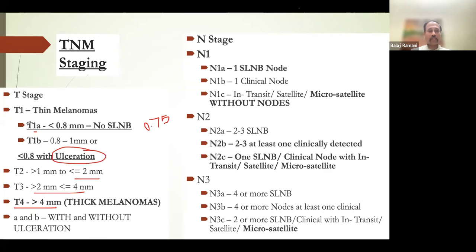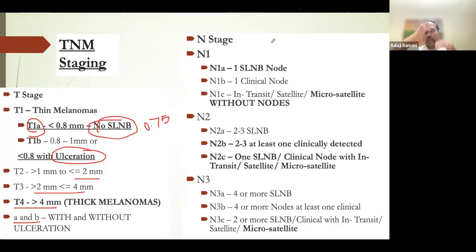Now, the best prognosis is for a T1A type, and this is the only one where you will not consider doing an SLNB. So, any melanoma less than 0.8 millimeter invasion and there is no ulceration, then you will not do an SLNB. All other melanomas need an SLNB. So, A and B is with and without ulceration. The suffix T1A, T1B, like that, when you say, that is with and without ulceration. And additionally, in T1A, you have the size cutoff. Depth should be less than 0.8 millimeter.